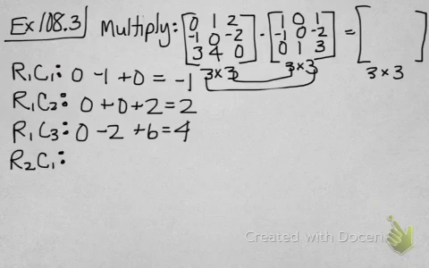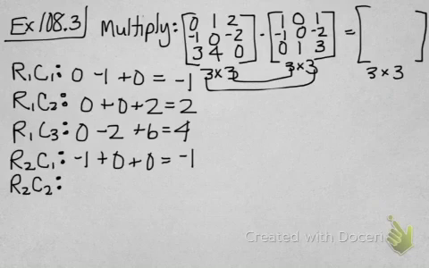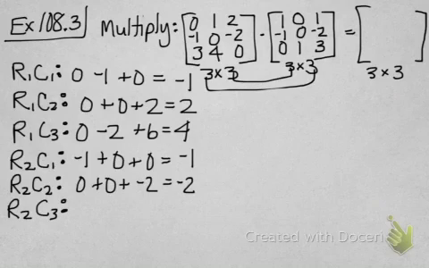Row 2, column 1. Negative 1 times 1 plus 0 times negative 1 plus negative 2 times 0. So we get negative 1. Row 2, column 2. Negative 1 times 0 plus 0 times 0 plus negative 2 times 1 gives us negative 2. Row 2, column 3 is negative 1 times 1, 0 times negative 2, and negative 2 times 3. So we get negative 7.